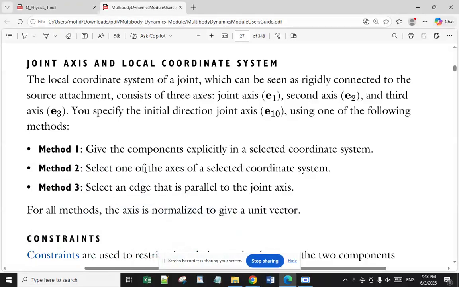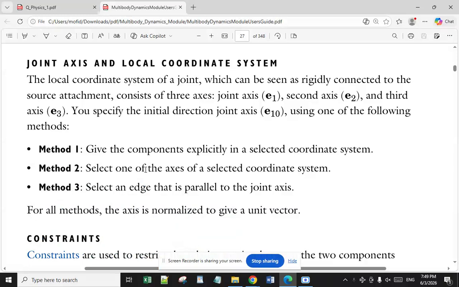In the name of Almighty God, I am Master Sankosha, and today I want to go through the joint axis and local coordinate system. The local coordinate system of a joint, which can be seen as rigidly connected to the source attachment, consists of three axes: joint axis e1, second axis e2, and third axis e3.